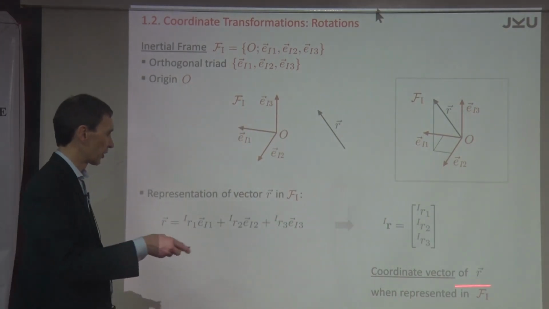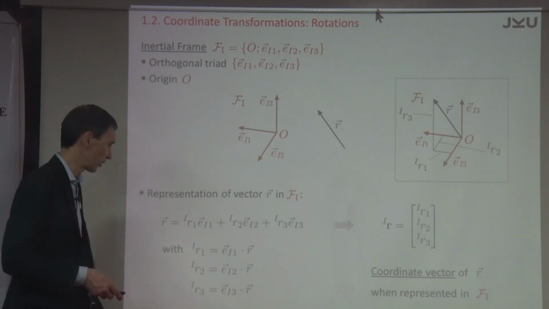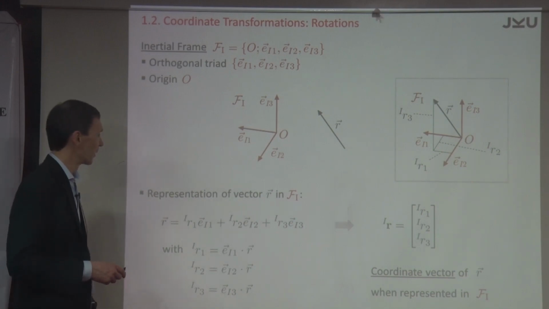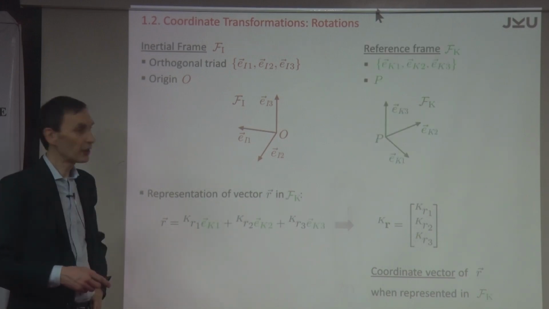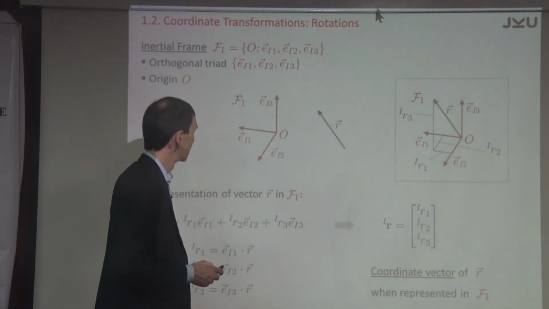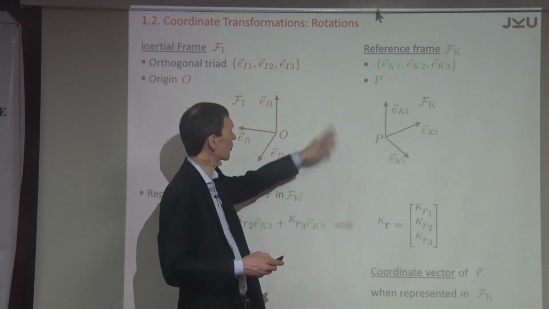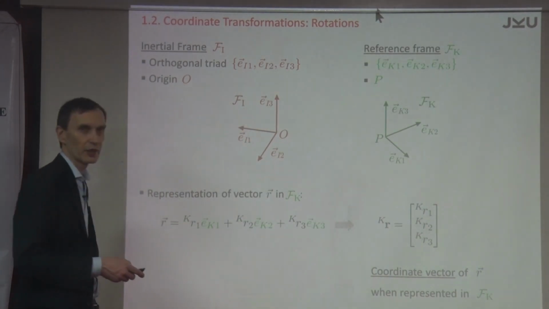or coordinate vector. Okay, so of course I can do the same in a different frame. There's my vector. Anyway, the vector is supposed to be here still. I don't know, somehow it's gone. I can represent it of course in a different frame, right?